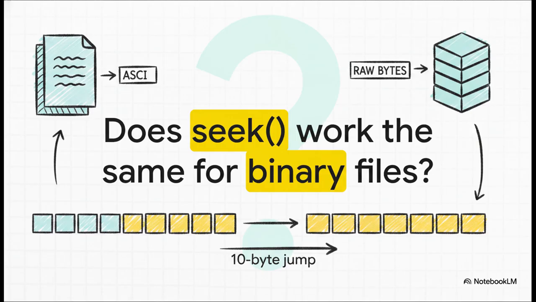And that brings us to the end of our chapter analysis. But I want to leave you with a really fascinating question directly from the margins of our source text. Does the seek function work in the exact same manner for both text and binary files? Think about it. Text files translate bytes using ASCII, whereas binary files are pure raw bytes. Does a 10-byte jump mean the same thing to both? It's a provocative question that I highly encourage you to experiment with in your own Python editor.